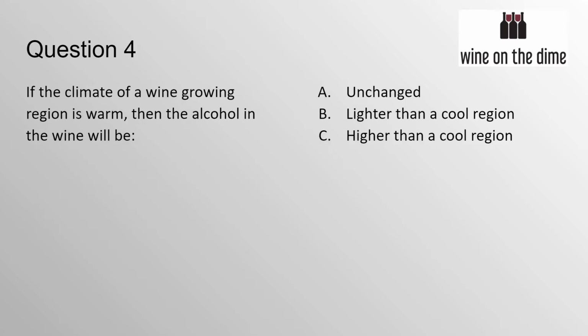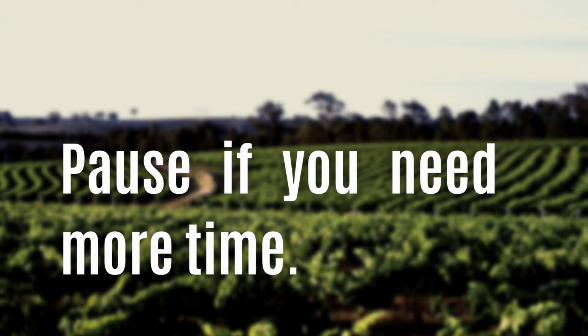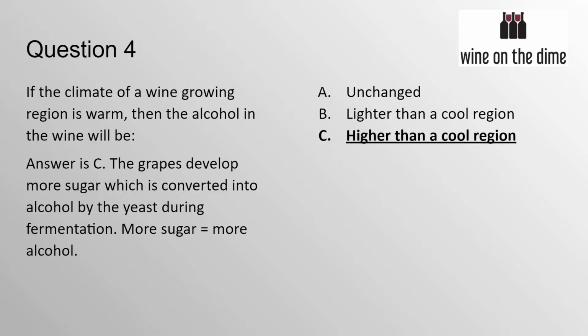Question 4. If the climate of a wine growing region is warm, then the alcohol in the wine will be A, unchanged, B, lighter than a cool region, C, higher than a cool region. The answer is C. The grapes develop more sugar, which is converted into alcohol by the yeast during fermentation. More sugar equals more alcohol.